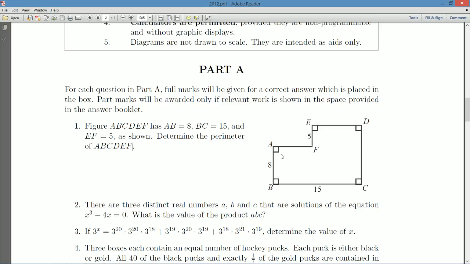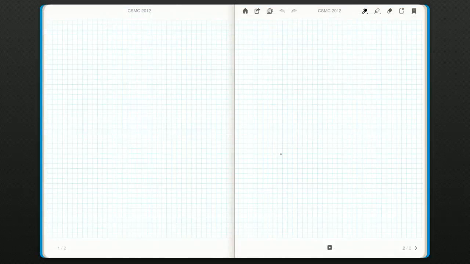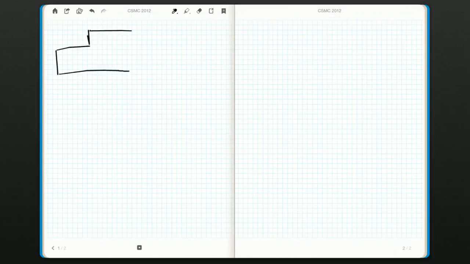The first, which I will briefly mention before I actually solve it. So let's draw our picture. That's E, that one's F, A, B, C, D. So it's 15 down here, 8 over here, and 5 up here. So there's sort of 2 ways to do this. One, we can actually track things down and realize that with all these right angles, we can figure out all the other sides.